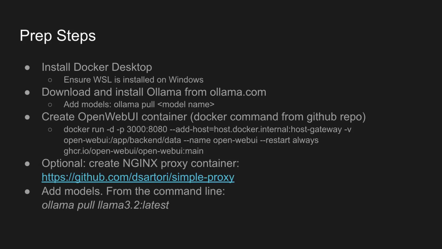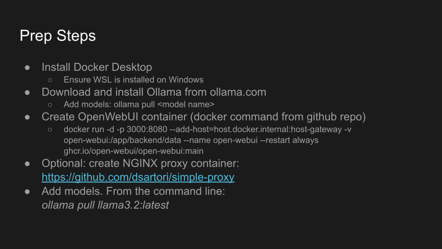If you want to get ready to follow along with the demo, these are the things that you need to do. You need to have Docker Desktop installed. If you're running Windows, that means that you need WSL installed as well. You need to download and install Ollama from ollama.com. You need to go and pull the model that you're interested in trying out.